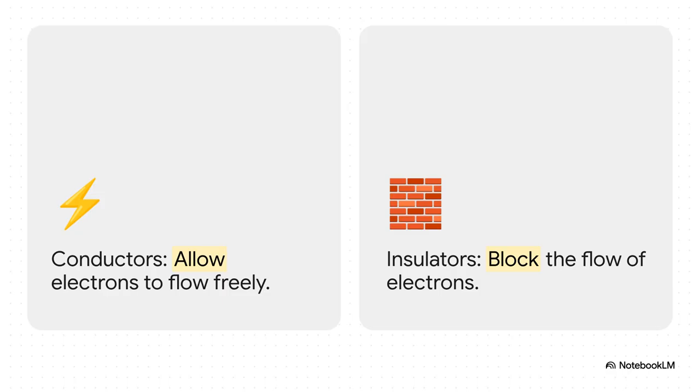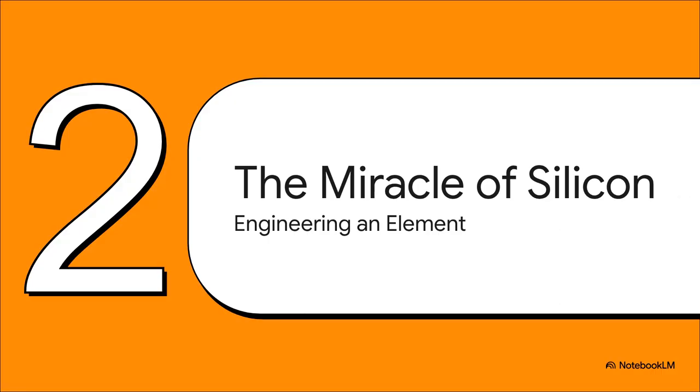And that behavior gives us the materials we all kind of know. You've got conductors, like copper wire. For electrons, that's a wide-open 6-lane highway. Go wherever you want. Then you have insulators, like rubber. That's a solid brick wall. Nothing's getting through. But the real magic, the secret sauce for all electronics, is this third thing, semiconductors. They're special because they can be either a highway or a brick wall. And the best part, we can control which one they are. That's the key. And that brings us right back to our hero, silicon.